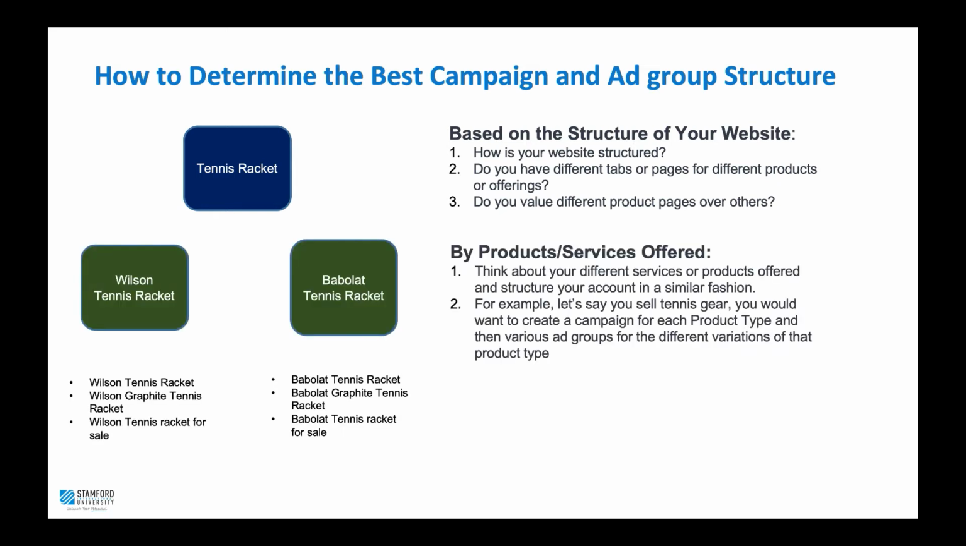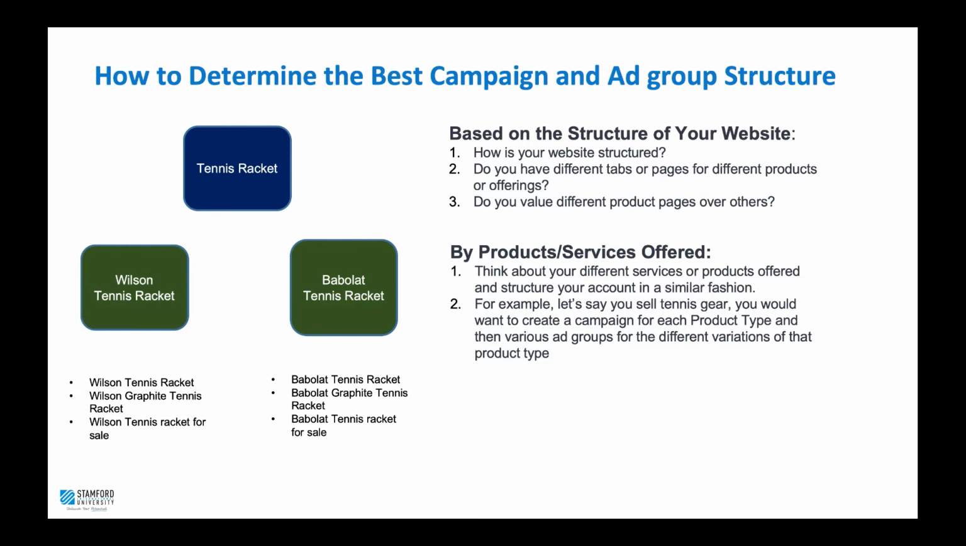The next thing to look at is your products and services offered. This is likely to be very similar to the structure of your website, but think about your different services or products offered and structure your account in a similar fashion. So for example, let's say you sell tennis gear. You want to create a campaign for tennis rackets, tennis balls, tennis clothing. Then under the tennis racket campaign, you might create separate ad groups for the different brands that you would sell, or the gender of the tennis racket, etc.